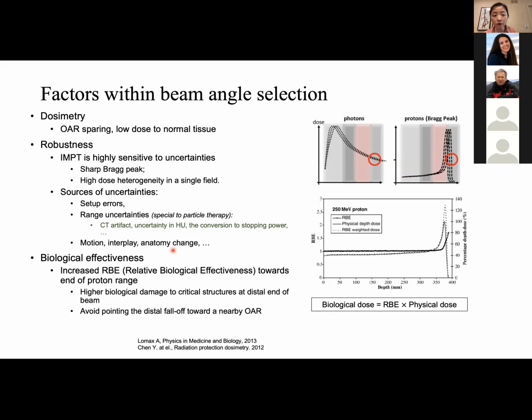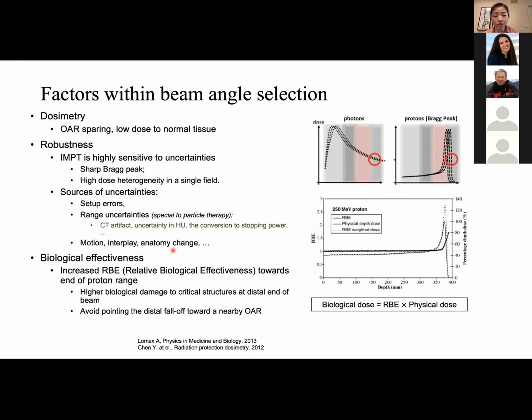There are several sources of uncertainties. For example, setup errors, which are also common to photon therapy, where the patient position can be different from the planning CT. And also range uncertainties, which are more special to particle therapy. It means the actual proton range will be different from what we expected or what we see on the treatment plan. Factors like CT artifacts, uncertainties in CT number, and the conversion from CT number to stopping power will introduce these range uncertainties. And of course, motion, interplay, and anatomy change will affect the plan quality.